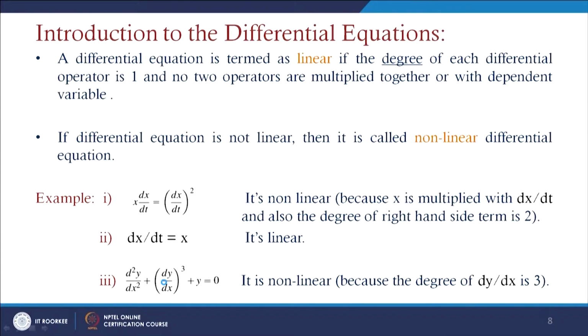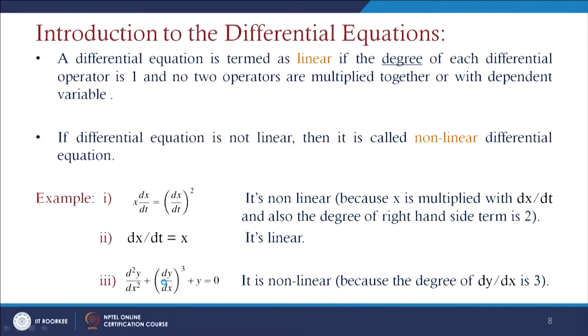Then we will go for linearity. A differential equation is termed linear if the degree of each differential operator is 1 and no two operators are multiplied together or with a dependent variable. So, the basic definition of linearity is that the degree should always be 1, and no product of a dependent variable and derivative should be present. And a differential equation is called nonlinear if it does not satisfy these conditions, that is, the degree is not 1 or it contains a product of the dependent variable and derivatives.